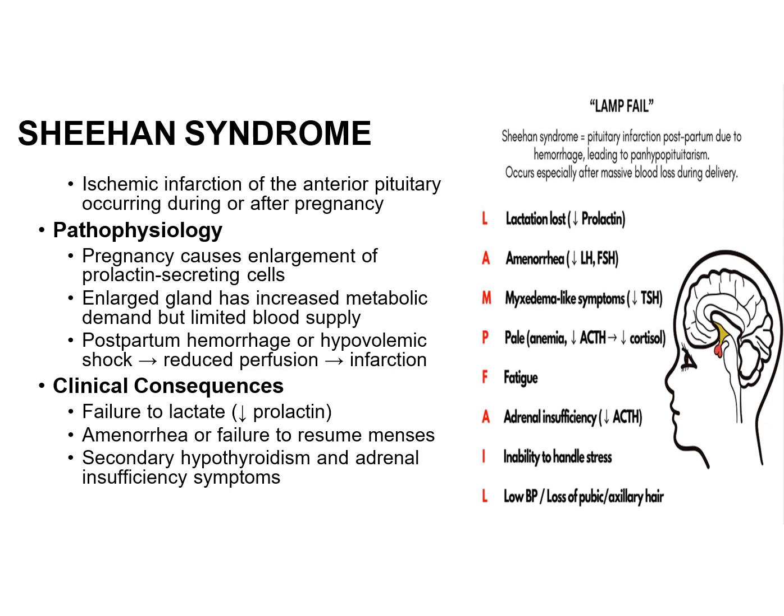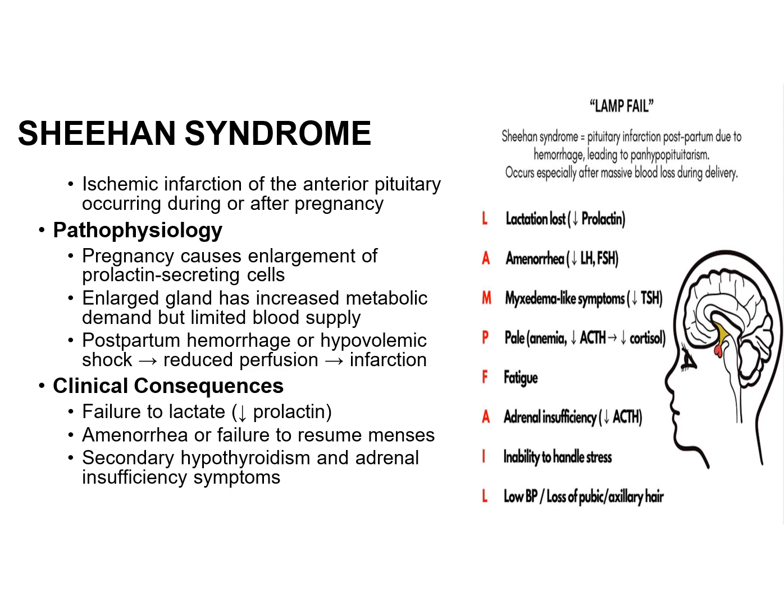Sheehan syndrome is one of those conditions that perfectly ties anatomy, physiology, and pathology together. It's caused by ischemic infarction of the anterior pituitary during or after pregnancy, usually due to severe postpartum hemorrhage. Here's the setup. During pregnancy, prolactin secreting cells enlarge, increasing the size and metabolic demand of the pituitary. But the blood supply doesn't expand proportionately. So when massive blood loss occurs, perfusion drops and the gland infarcts.